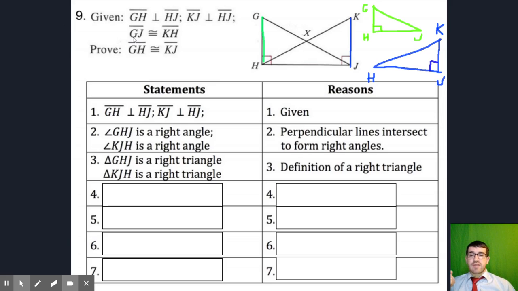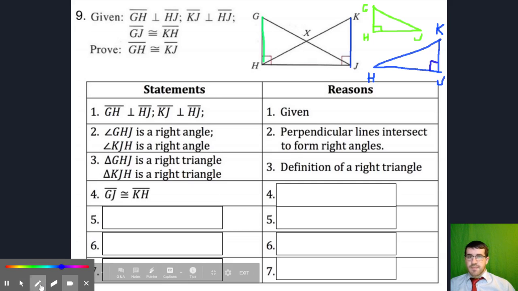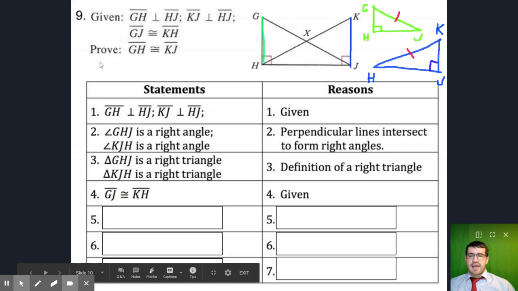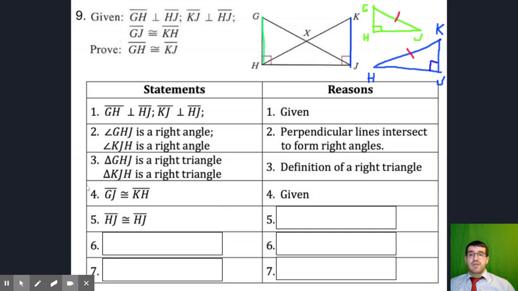So for the second part of our given, we're given that GJ is congruent to KH. What I'm going to do is mark that in a bright red. GJ is congruent to KH, meaning now we have the hypotenuse congruent. And that is given. And now we know that HJ is congruent to HJ. This is a little bit harder to see in the diagrams that I drew. But if you look right here, you'll see that HJ is going to be congruent to itself.